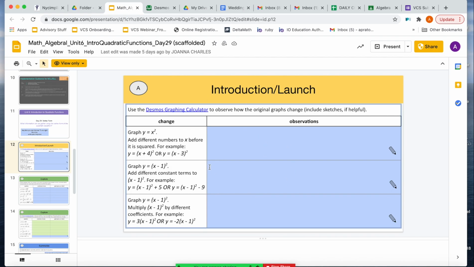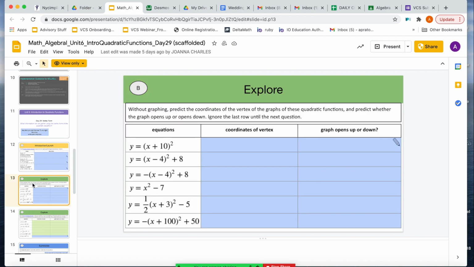Because this lesson is focusing on vertex form, we can really focus our observations on how the vertex of the graph changes when we adjust these values within the equation. You can also ask yourself, where might I find the vertex in the equation? Why is this called vertex form of an equation? Now, you are going to be able to use the inferences and the observations you made here to answer these explore questions.